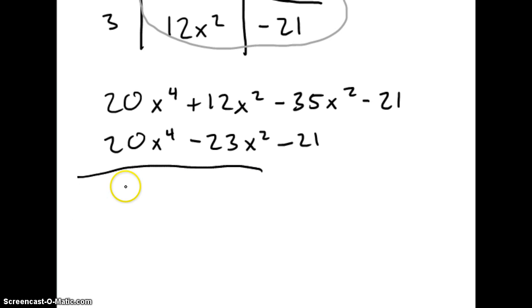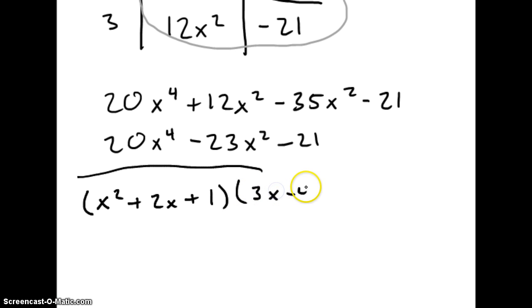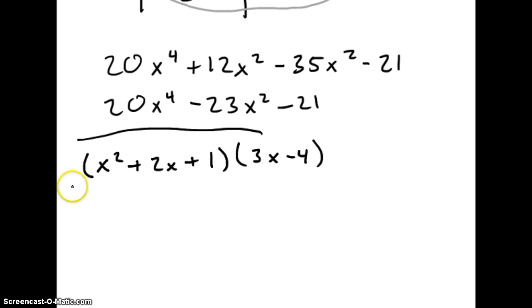Now, here's the problem with FOIL, and here's the reason why I don't like doing it. Let's say we have x squared plus 2x plus 1 times 3x minus 4. I can very easily multiply x squared times both of these, 2x times 3x and 2x times negative 4, 1 times 3x and 1 times negative 4, add them all together, and that's what I get. I can also set this up pretty easily by using the tableau method.